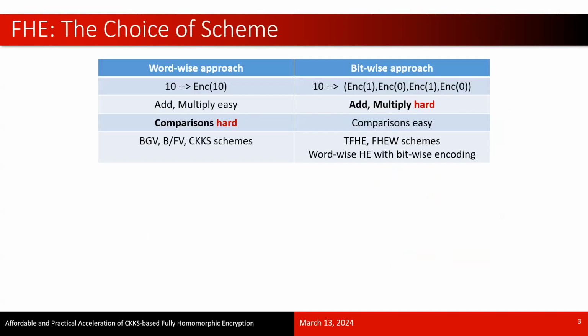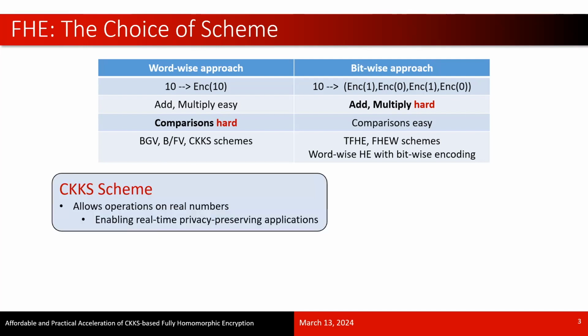After Gentry's seminal work in 2009, several lattice-based fully homomorphic encryption schemes have been proposed. A few of the recent and most commonly used schemes can be classified into two different compute models. The first model takes a word-wise approach, allowing direct encryption of integers and floating point numbers. Schemes like BGV, BFV, and CKKS fall into this category. The second category performs bitwise operations and includes schemes like FHEW and TFHE. In this work, we focus on the CKKS scheme as it allows operating on real numbers, or more specifically fixed point numbers, and naturally fulfills the requirements of many real-time privacy-preserving applications.